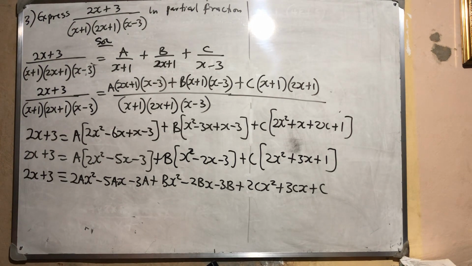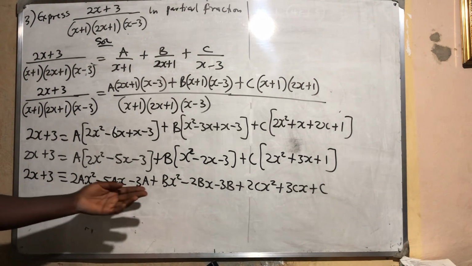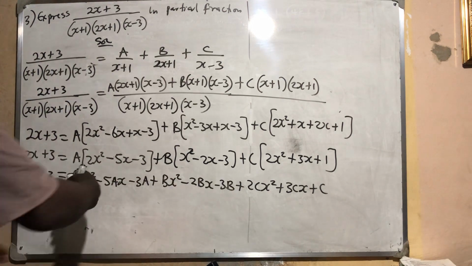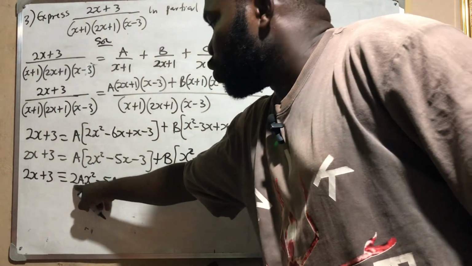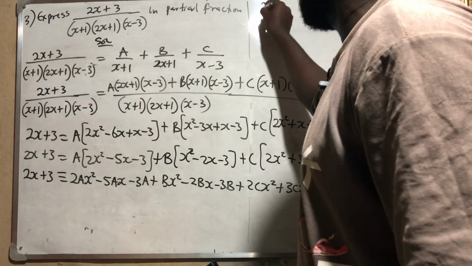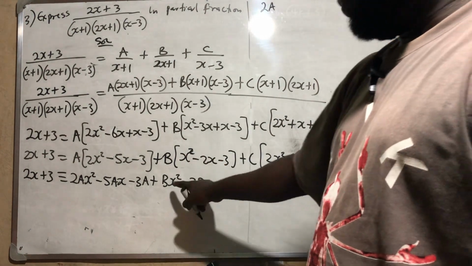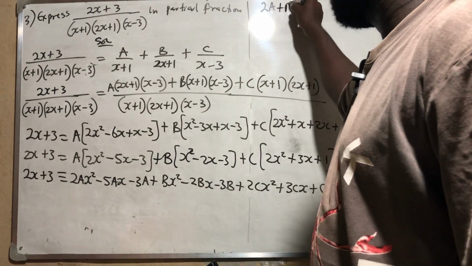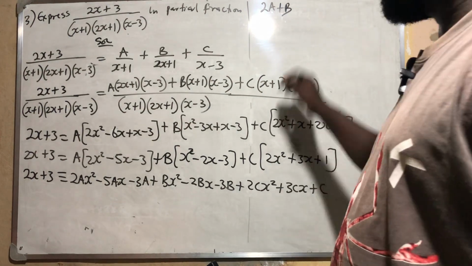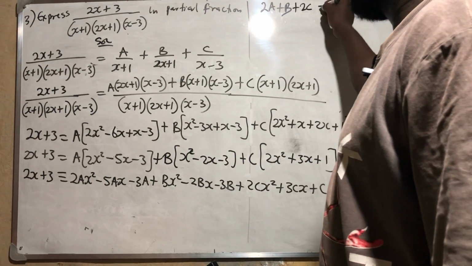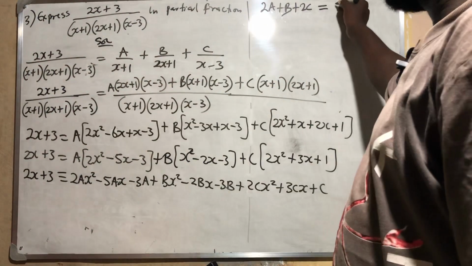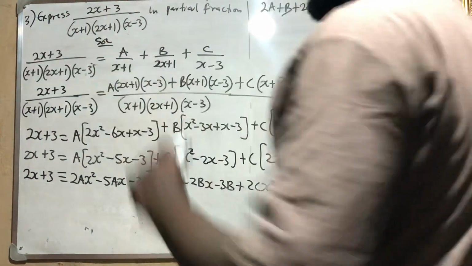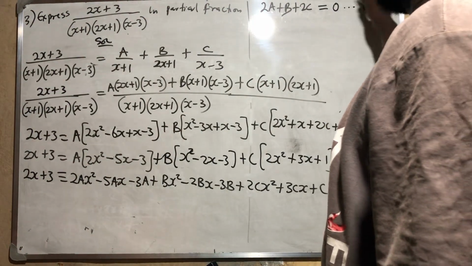Put your equals sign and start comparing. What do I mean by comparing? Anybody that has x squared on the right hand side must be equal to the term that has x squared on the left. So call everybody that has x squared here. 2A has x squared, so I bring out my 2A. B has x squared, I bring out my plus B. 2C has x squared, I bring out my plus 2C. It must be equal to the term that has x squared on the left hand side. But nobody has x squared there, so it must be equal to 0. So you call it your equation 1.